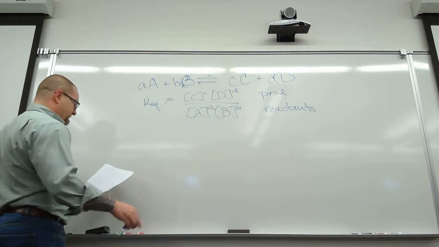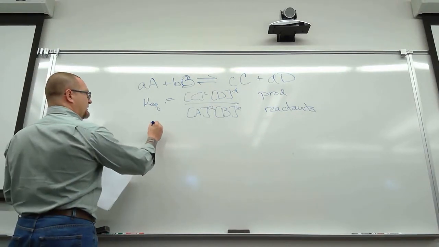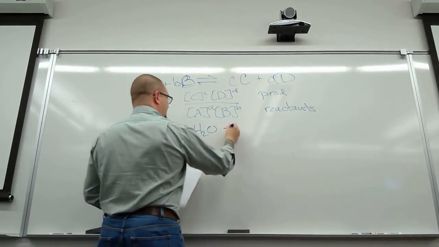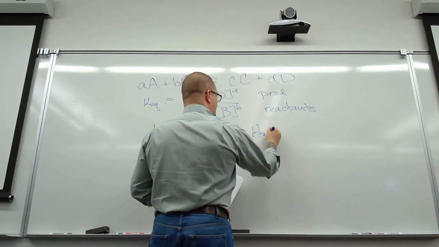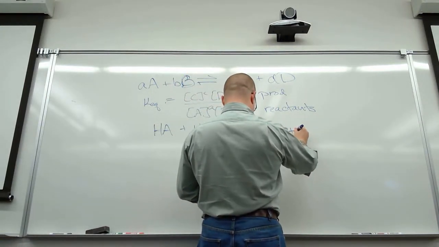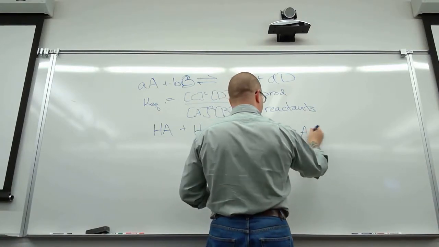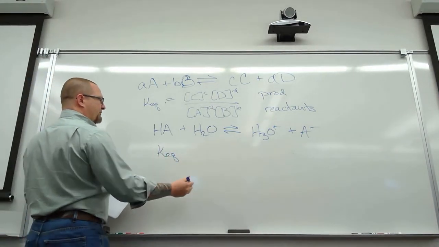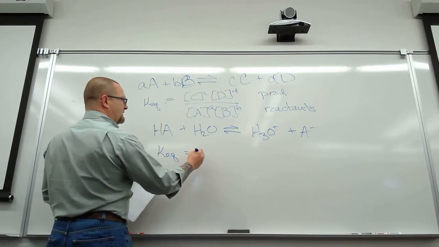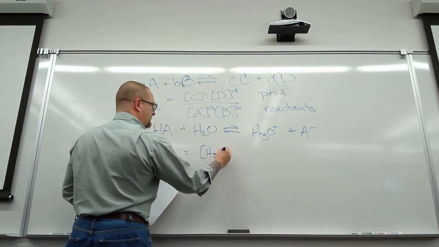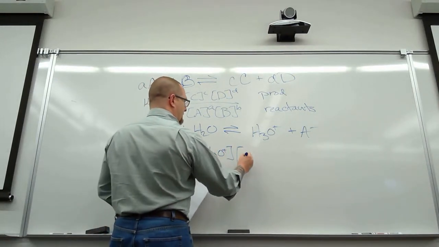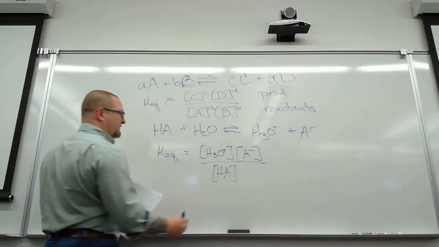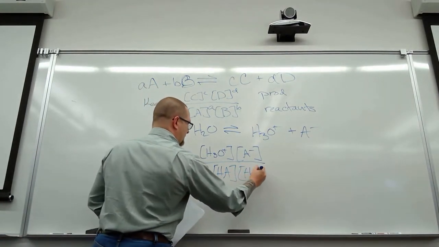So for acid-base reactions, we're going to be using the classic HA in an aqueous solution in equilibrium, forming hydronium plus our conjugate base. And if we do the exact same thing for this acid-base reaction, what it looks like is KEQ equals the concentration of hydronium, which could also be considered just free protons, times conjugate base over concentration of our acid and concentration of water.